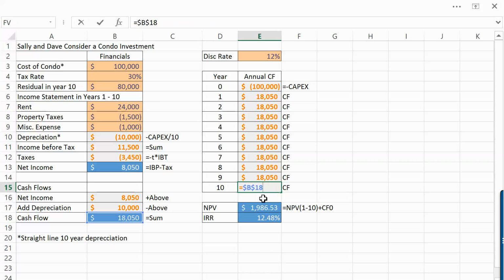I then have to add to my cash flow that residual payment minus the taxes. I'll take the tax rate times the difference between that residual value and its book value. Now in this case, the asset's been fully depreciated, right? It was a $100,000 cost. I would then subtract all the accumulated depreciation, which is 10,000 times 10. So the book value in this case is 0.